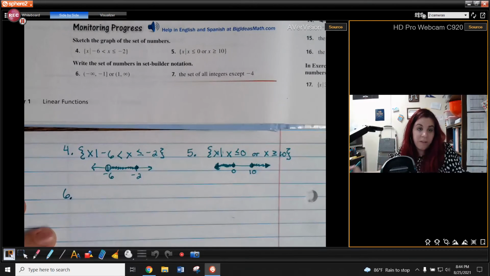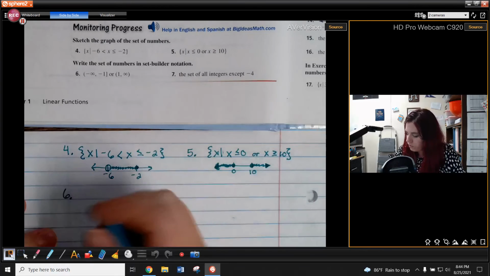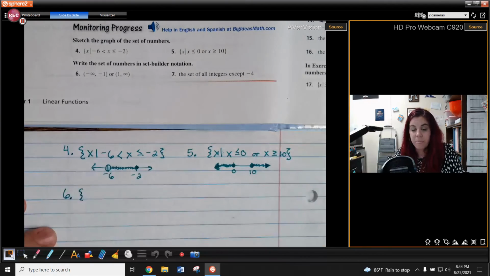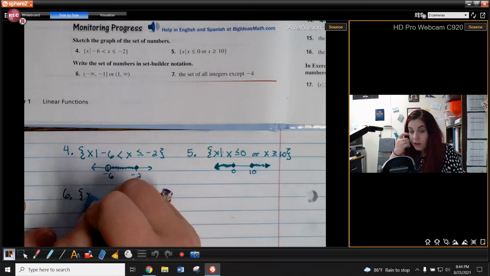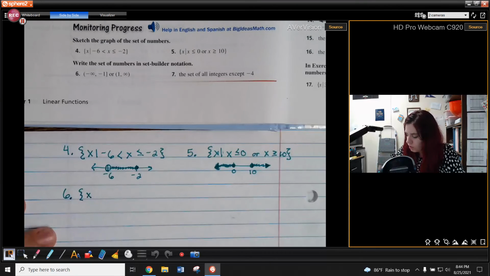It says, write this set of numbers in set builder notation. So this time we have to think about that. Now remember, set builder has to have that same format. It's always going to start off with the curly braces. We're going to talk about x, right? That's going to be our little thing. So we're talking about the x values, all real numbers x, such that.